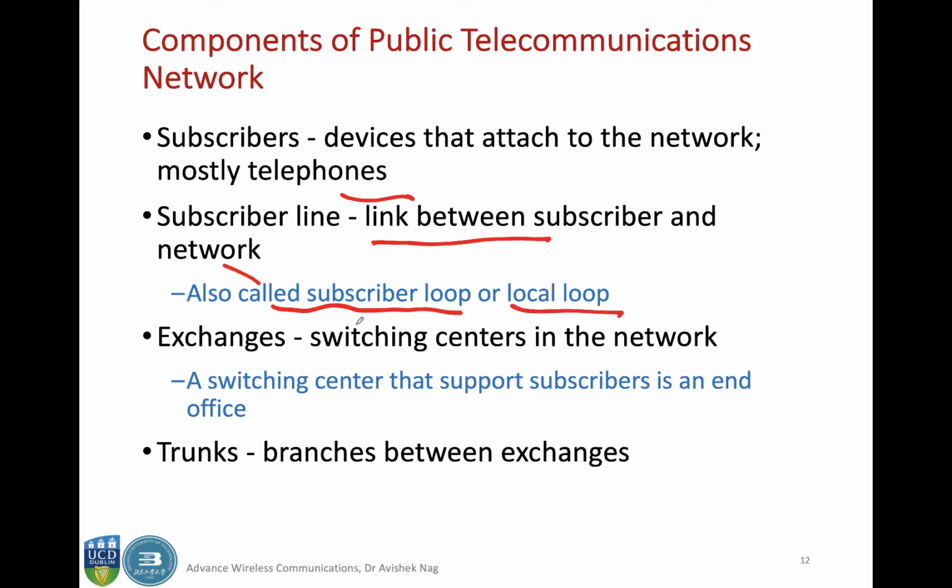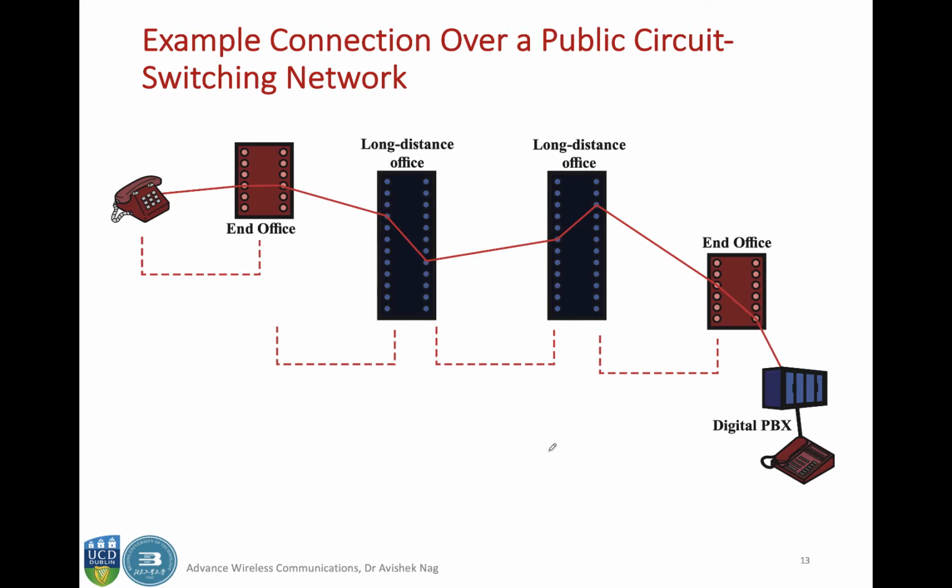And then you have the switching centers called exchanges, which actually support the subscribers. A switching center that supports the subscriber is also called an end office. And then there are trunks, which are branches between the exchanges. So these are the different components of a public telecommunication network.